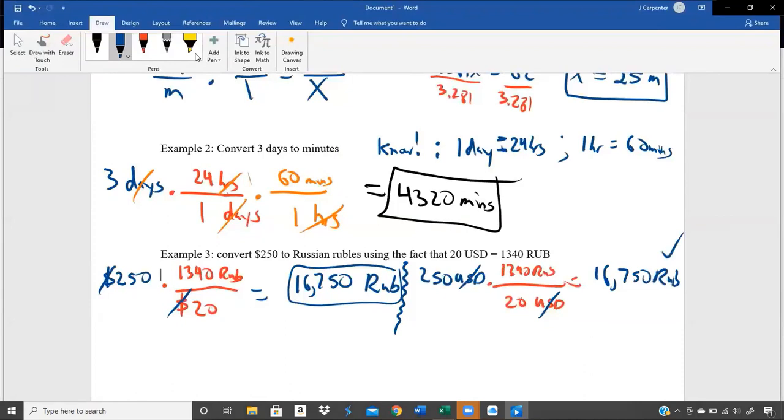But if you said this was $16,750, that would be incorrect.